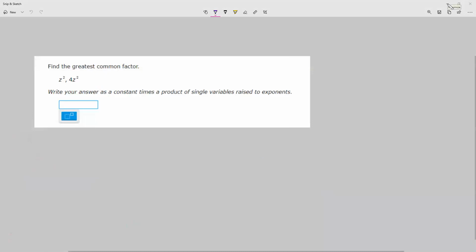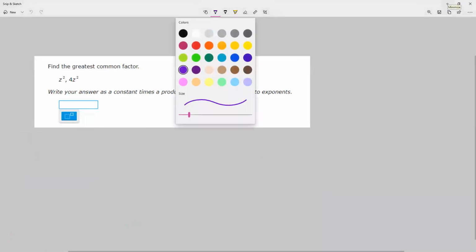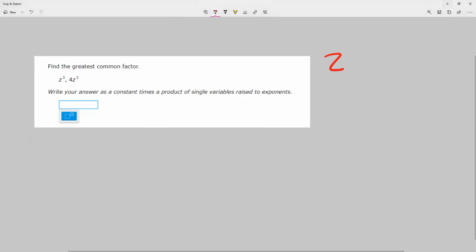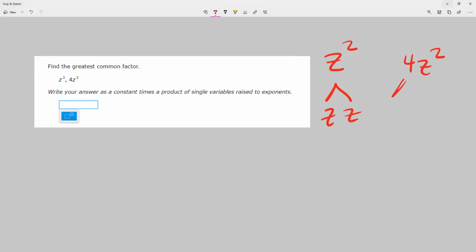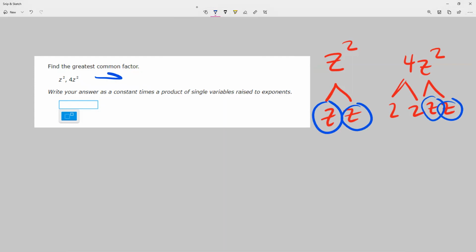So now if I look at this one, I have z squared and 4z squared. So this is the same as saying z times z. This is the same as saying 2 times 2, right? And then z squared is z and z. So if I'm looking for matching things, I have a z here and a z here to match with this z and this z. So my greatest common factor for these is just z squared, which makes sense.